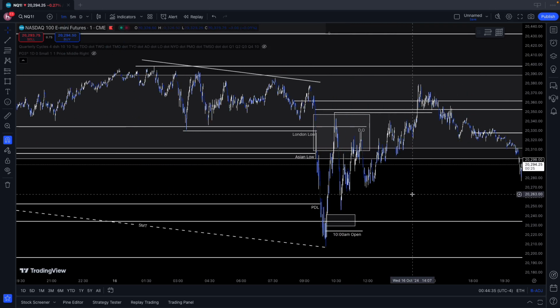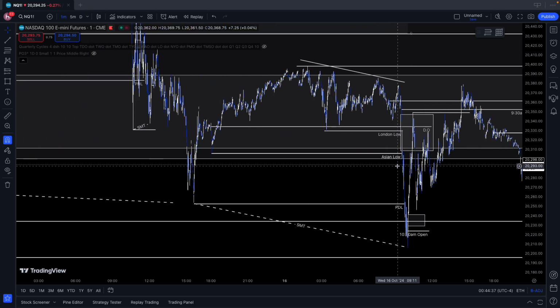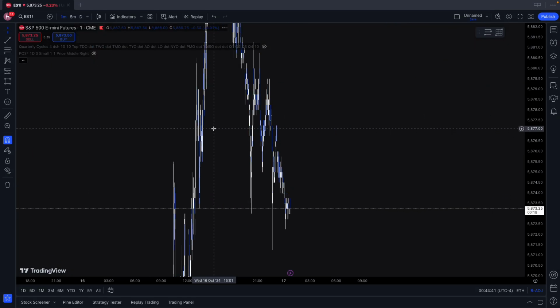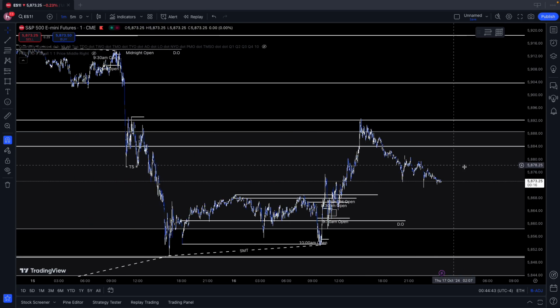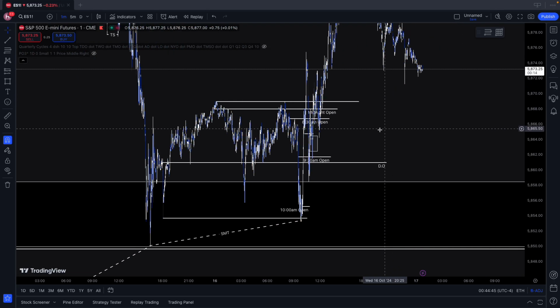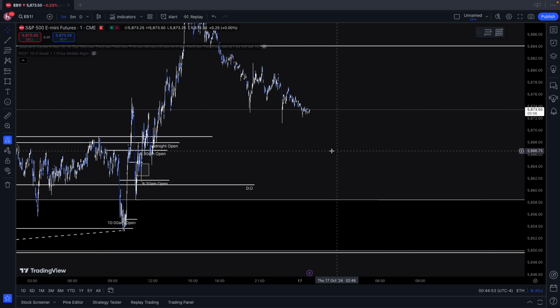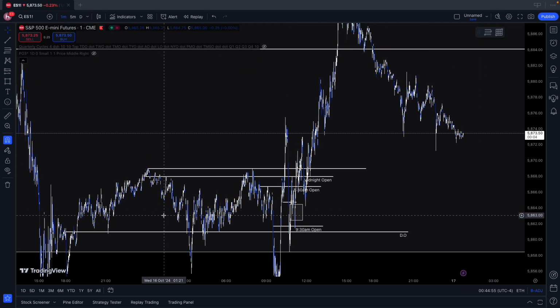The bullish price delivery was just very rough yesterday, while on ES it was very clean. ES is a great example right here. You saw our daily open, our range, our manipulation, and then our distribution. So this is literally PO3. You can see it: accumulation, manipulation, distribution.